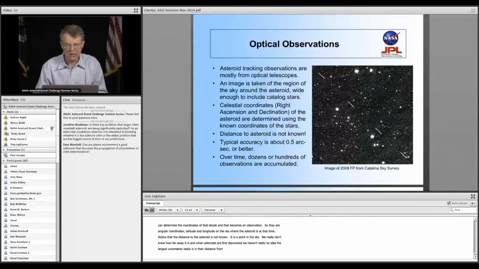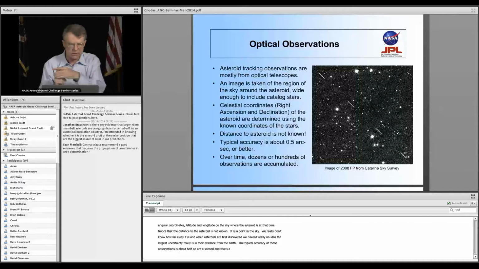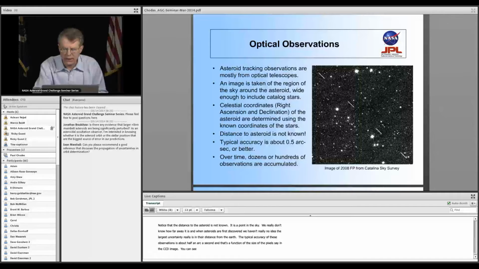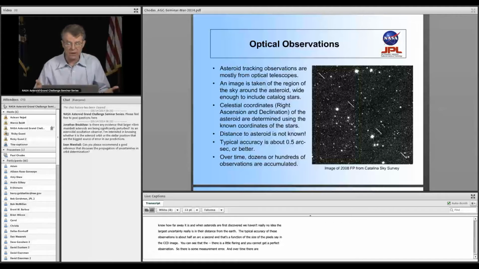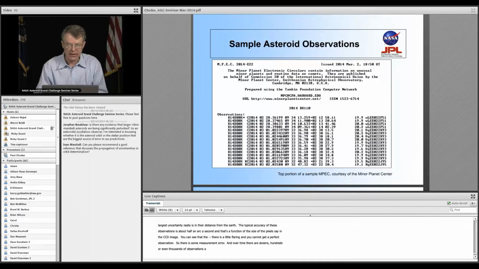The typical accuracy of these observations is about half an arcsecond. And that's a function of the size of the pixels. Let's say in the CCD image, you can see that there's a little flaring, and you cannot get a perfect observation. So there is some measurement error. And over time, there are dozens, hundreds, or even thousands of observations accumulated for an object, for asteroids like this. And that's how we compute their orbit.